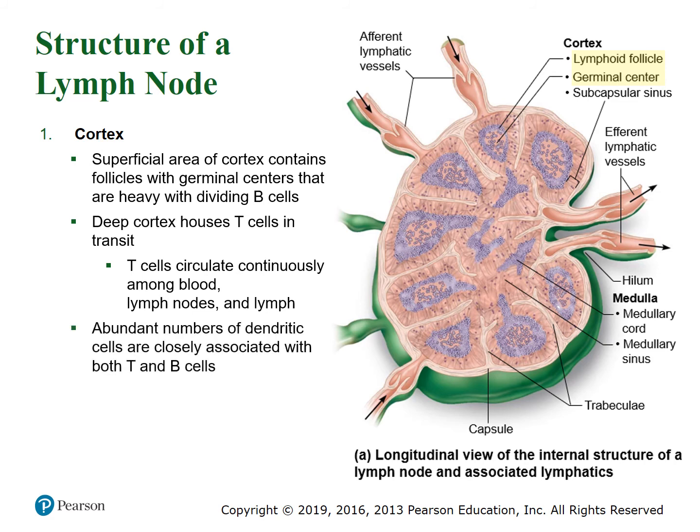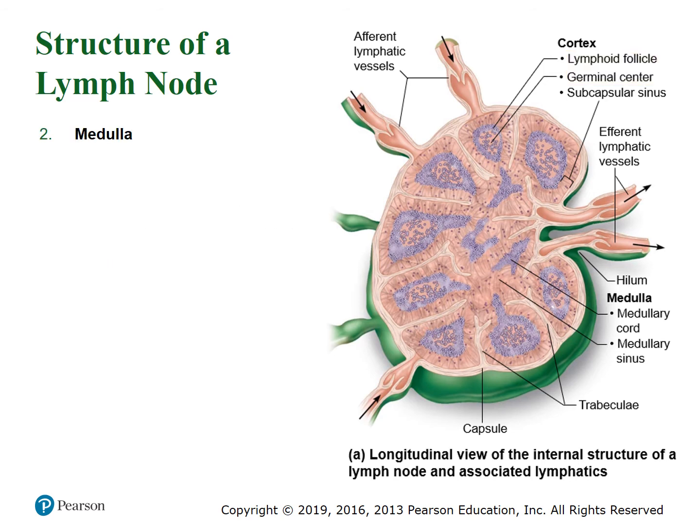There are a lot of dendritic cells that are closely associated with both T and B cells in the cortex. And the reason why they're there is because they play a role in activating both lymphocytes. So again, these serve as antigen-presenting cells, the APCs that you learned about when you saw the immune system.